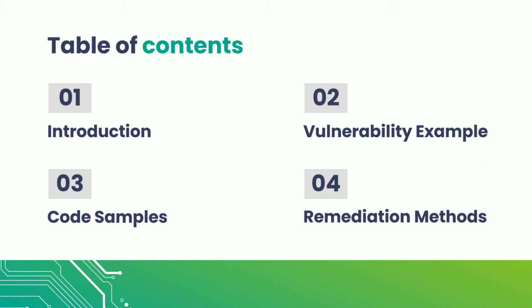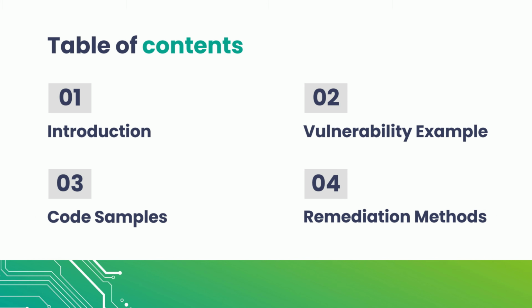Here's how we'll break things down in this module. We'll begin with a brief introduction to clarify what broken access control actually means, why it's such a high-risk vulnerability, and how it shows up in modern web applications. Then, we'll move into a practical attack scenario. You'll see how an attacker can exploit weak access rules to gain unauthorized access to data or functionality that should be off-limits. Next, we'll dive into the code.